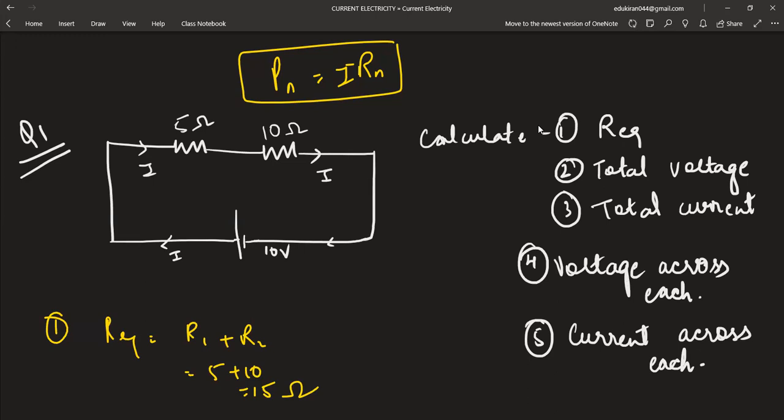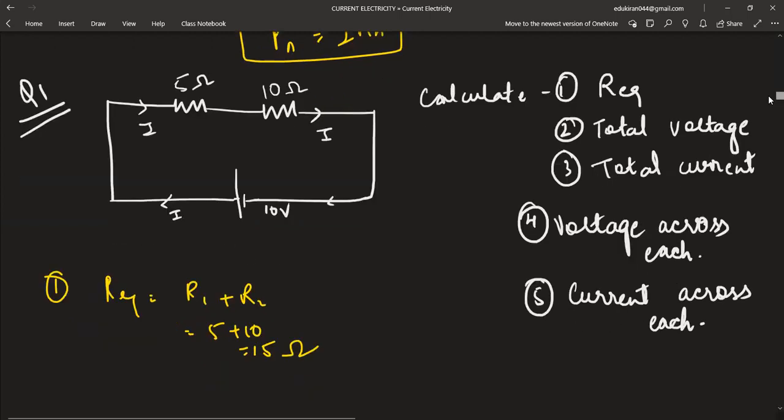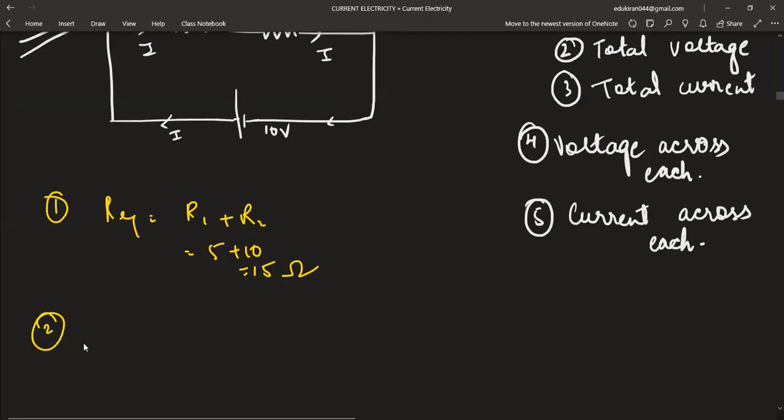So second part says total voltage. Yes, class. I just finished solving it right now. Okay. See, total voltage, you don't have to solve anything actually. Why? Because total voltage is already mentioned. This is the total voltage for the entire circuit. So total voltage is 10 volts.